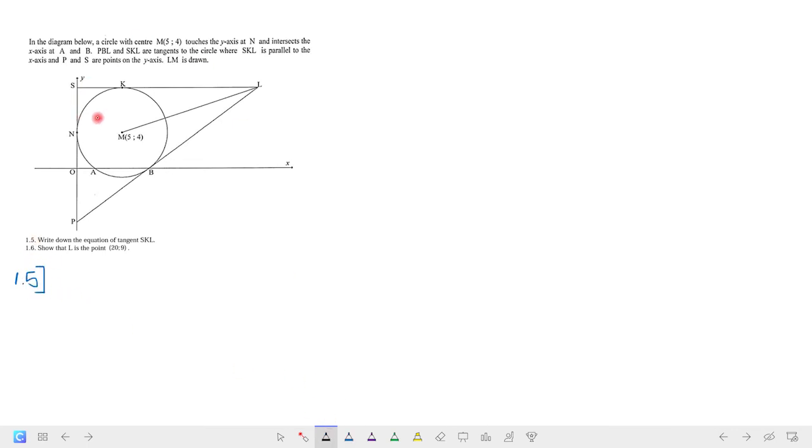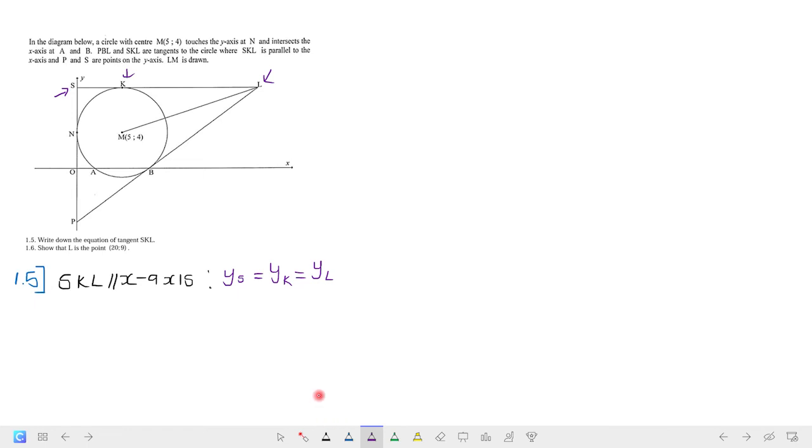Remember, we were told that SKL was parallel to the x-axis. Let me just write this: SKL parallel to the x-axis. What does this mean? It means that for the equation of SKL, the points S, K and L are going to share the same y value. So the y value of S is going to be the same as the y value of K, which is going to be the same as the y value of L.